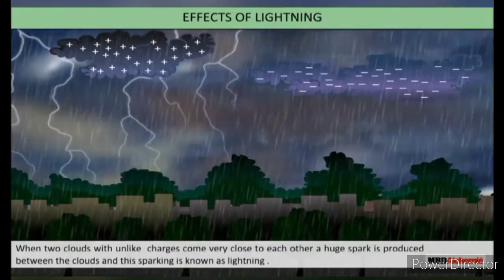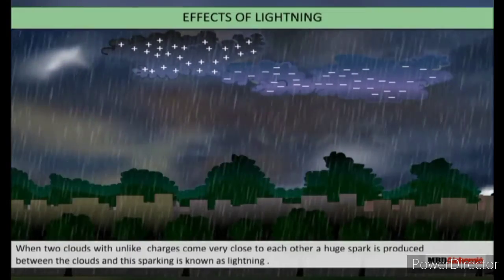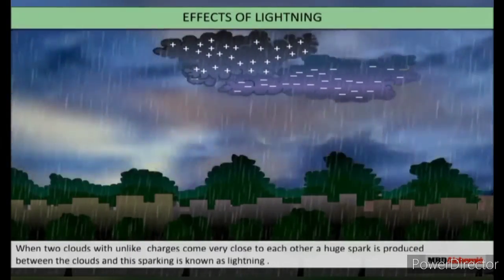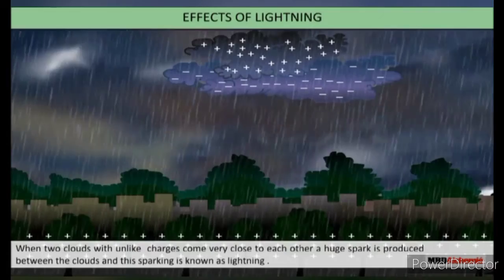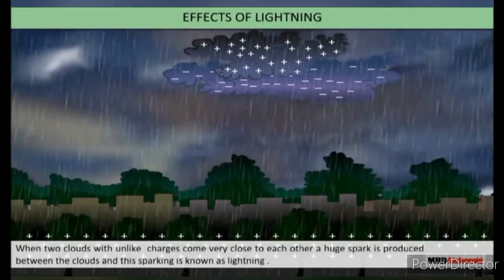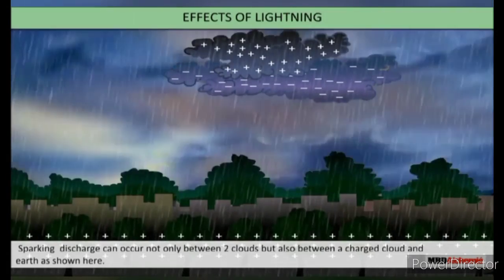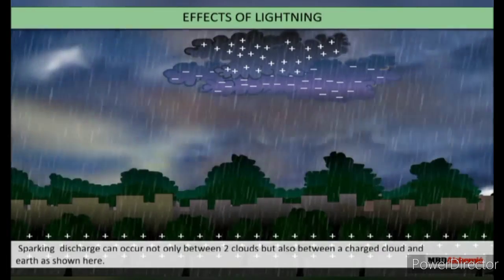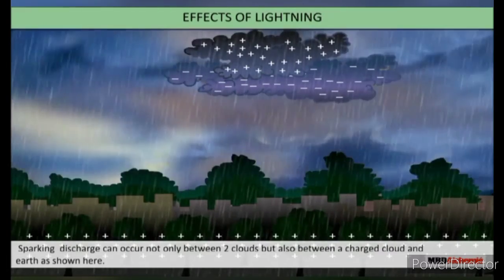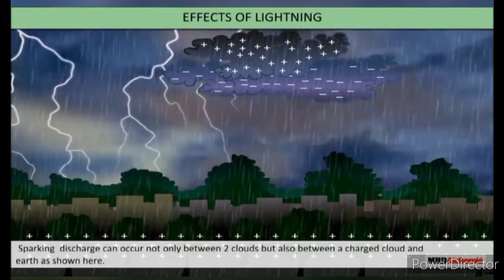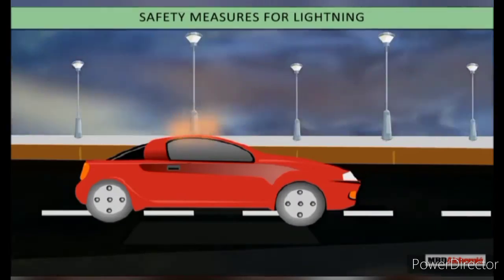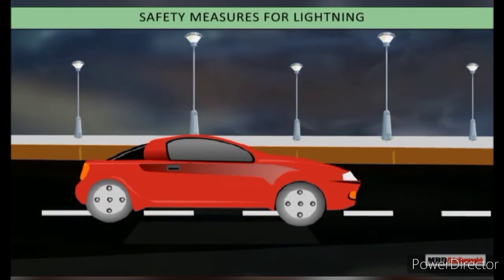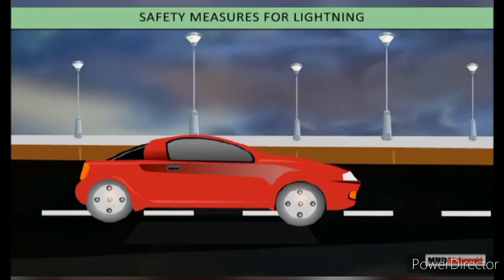When two clouds with unlike charges come very close to each other, a huge spark is produced between the clouds, and this spark is known as lightning. Sparking discharge can occur not only between two clouds but also between a charged cloud and the earth as shown here. Some safety measures against lightning are given here.